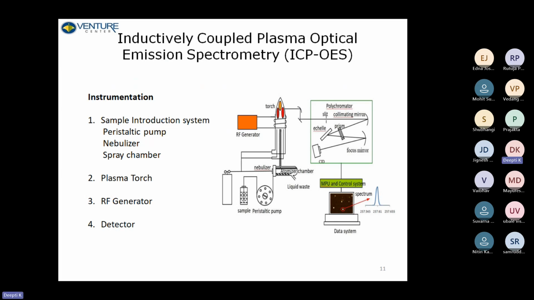Coming to inductively coupled plasma optical emission spectrometry, very popularly known as ICP OES, one of the most popular, one of the most sensitive equipment for doing elemental analysis. So the principle remains the same here, only the instrumentation is going to change. In ICP OES, the most key factor that drives the entire efficiency of this equipment is the plasma. Okay, inductively coupled plasma. Now, what is plasma?